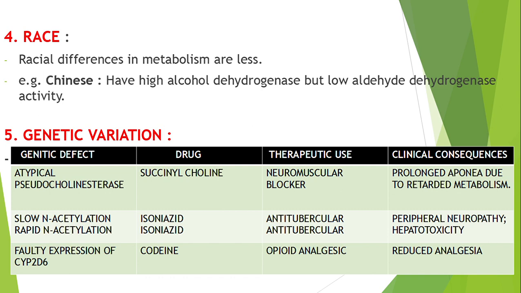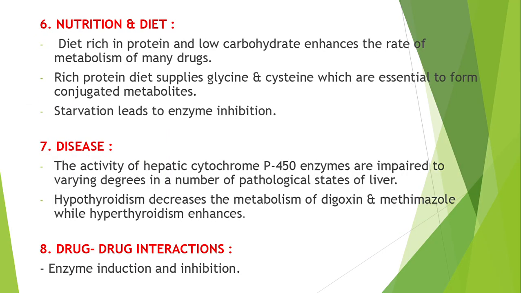Then coming to nutrition and diet. A diet rich in protein and low in carbohydrate enhances the rate of metabolism of many drugs. A protein-rich diet supplies glycine and cysteine, which are essential to form conjugated metabolites. And starvation leads to enzyme inhibition. In case of disease, the activity of hepatic cytochrome P450 enzymes is impaired to varying degrees in a number of pathological states of the liver. Hypothyroidism decreases the metabolism of digoxin and methimazole, while hyperthyroidism enhances it.